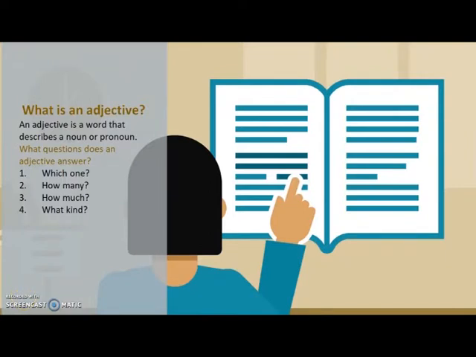What is an adjective? An adjective is a word that describes a noun or pronoun. What question does an adjective answer? Which one? How many? How much? What kind? And articles are a difficult type of adjective too. There are three kinds of articles: indefinite articles, which are a and an, the definite article, which is the, and the zero or null article, which simply means no article is used, as in I like tea or tigers are wild animals.